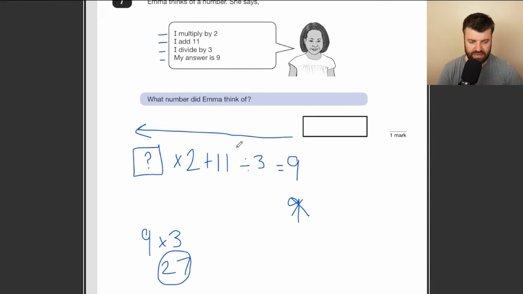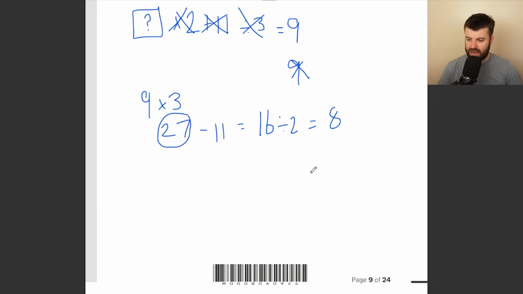So I've got 27 and I've done this bit. Then next thing was add 11. So I'm going to take away 11. 27 take away 11 is going to give me 16. Cool. I've done the inverse now. And finally, multiply by 2. The inverse of that is divide by 2. And I end up with 8. And I've done all 3 steps. And I must have started with 8. Let's move on to the next question.